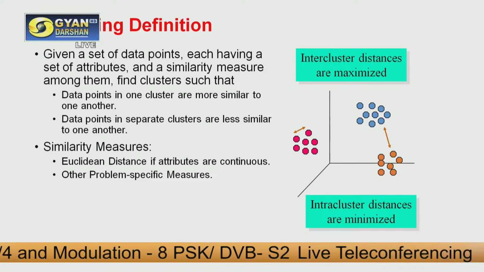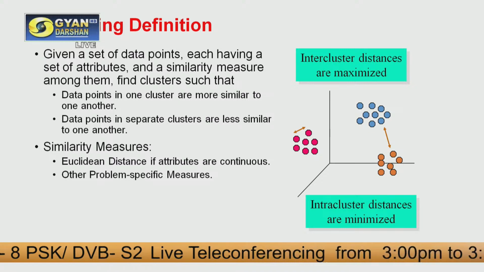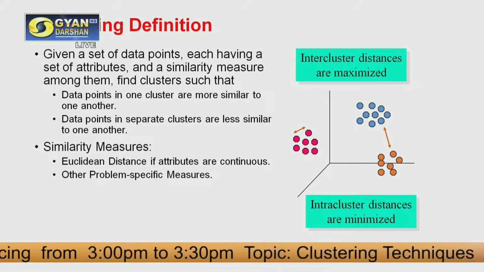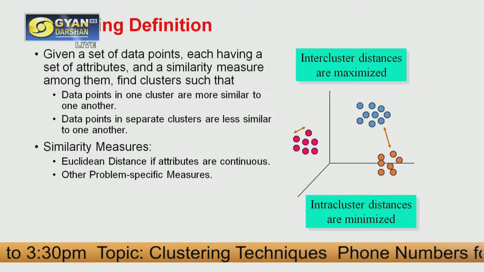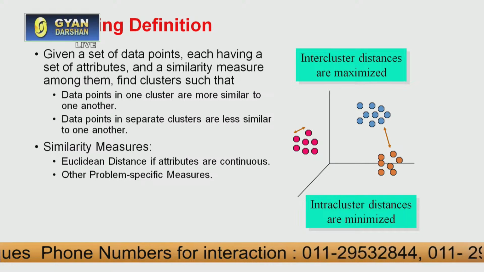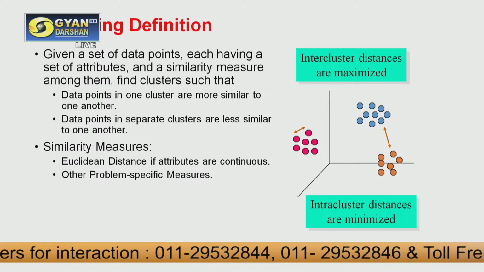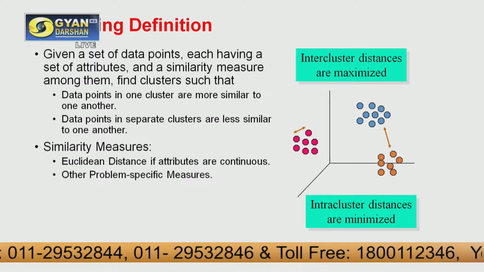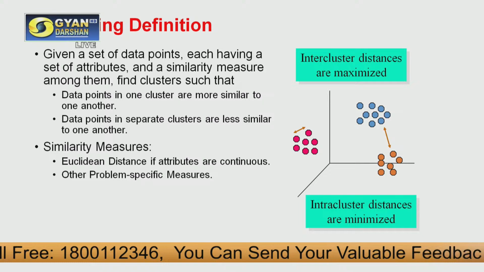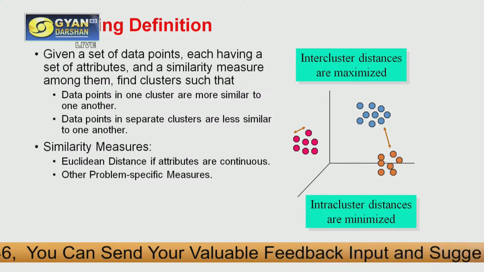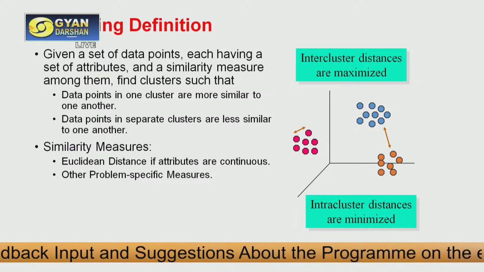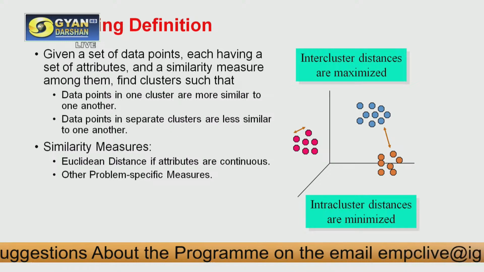Whenever we talk about a data set, it consists of different features and different sets of attributes and similarity measures among them. Based on those things, our job is to find the clusters such that data points in one cluster are more similar to one another, and at the same time data points in separate clusters are less similar to one another. You can see we have three different clusters here, in three different colors: one red, one blue, and one orange, right?